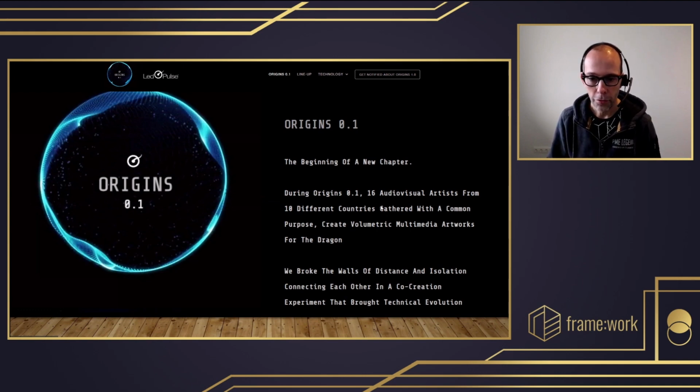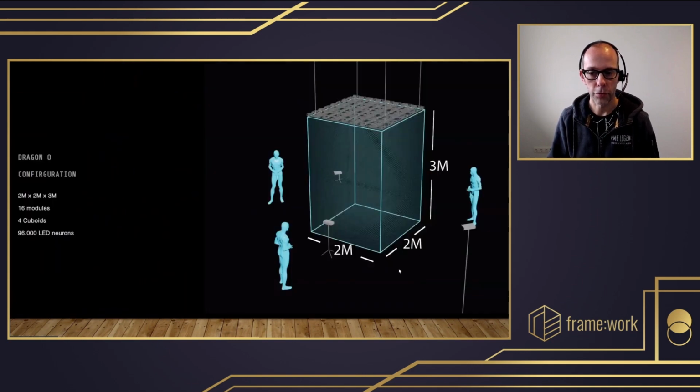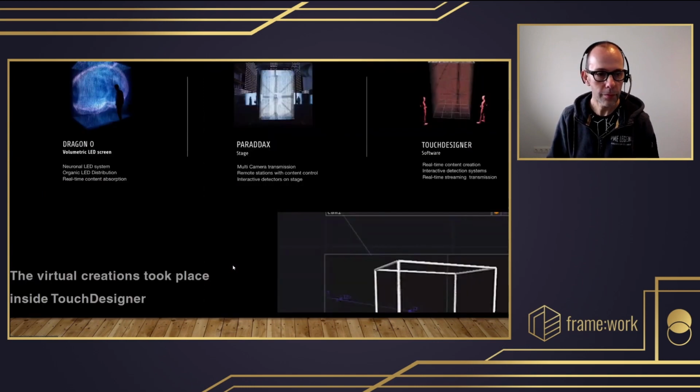So 10 different countries, one dragon placed in Madrid. This was the physical setup. It was not 3x3x2, but 2x2x3. So a square display, three cameras around it. Some fewer neurons or voxels or pixels or whatever you want to call it.